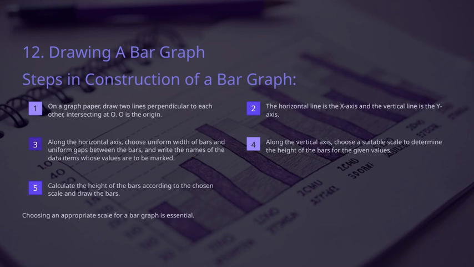After that, along the vertical line, known as the y-axis, select a suitable scale to help you determine how tall each bar should be for the given values. Finally, use these scales to measure and draw the bars to the correct heights. Remember, the key here is consistency in your scaling and spacing, which makes your bar graph clear and easy to interpret. This process is fundamental in visually representing data for better understanding and comparison.